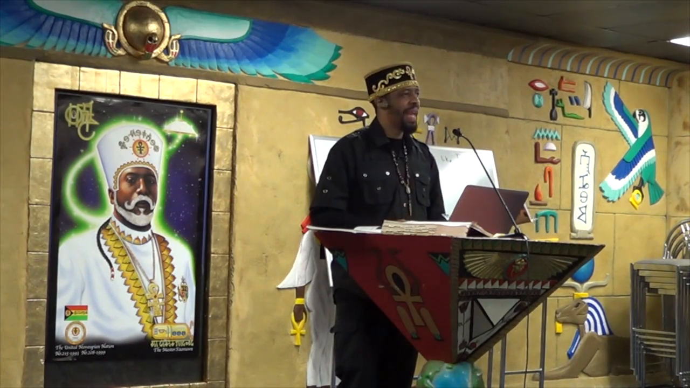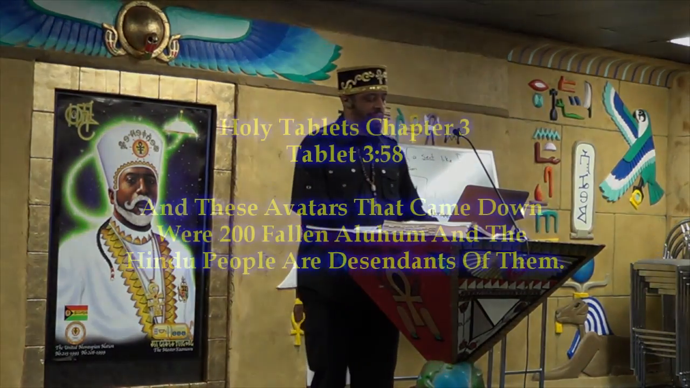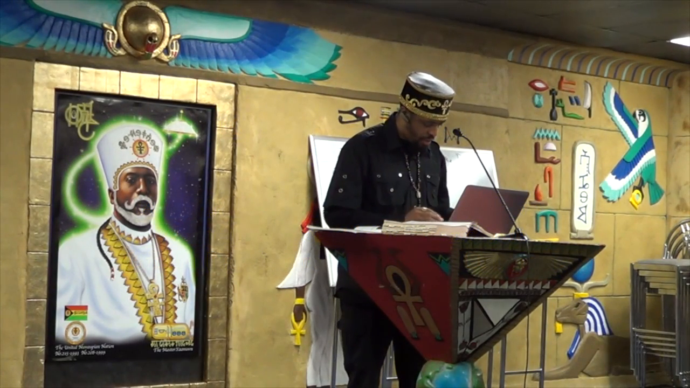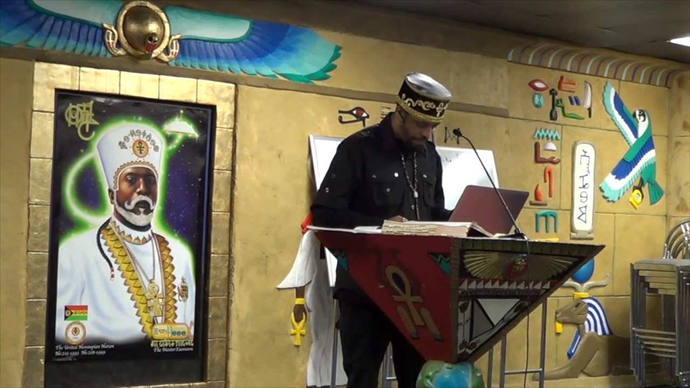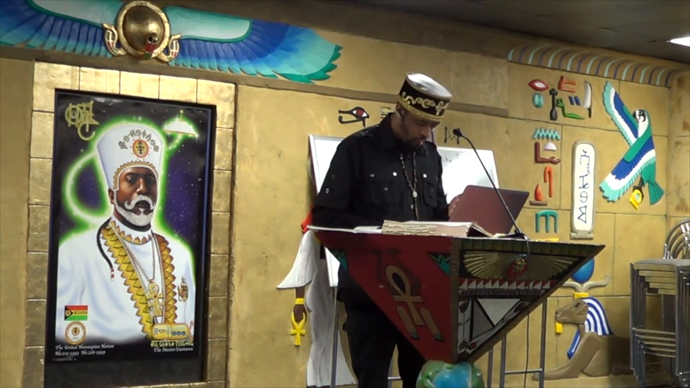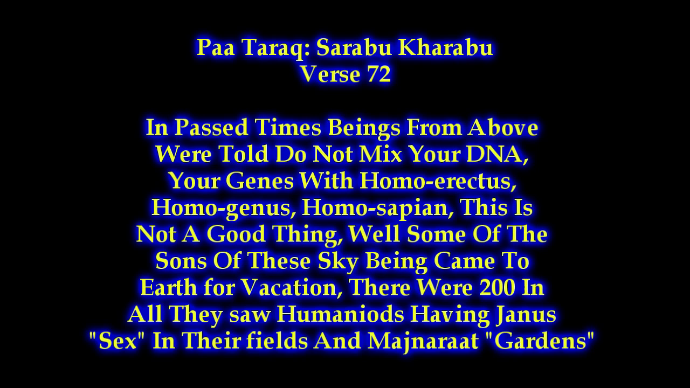here to verse 58. In verse 58 it says that these avatars that came down were the 200 fallen Aluhum, and the Hindu people are descendants of them. Now when we go in here to Sarabu Karabu Patarak, this is going to verse 72, all right? It says, in past times, beings from above were told, do not mix your DNA, your genes, with Homo erectus, Homo genus, Homo sapien. This is not a good thing.